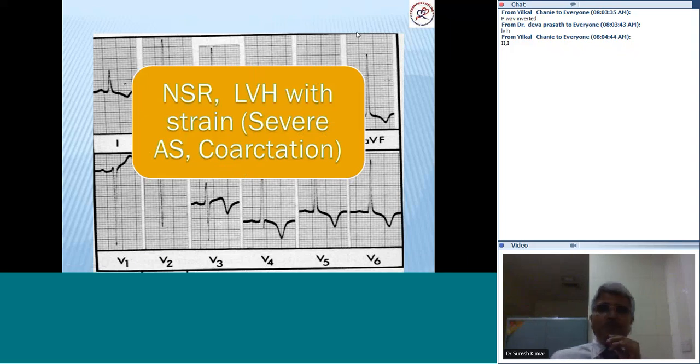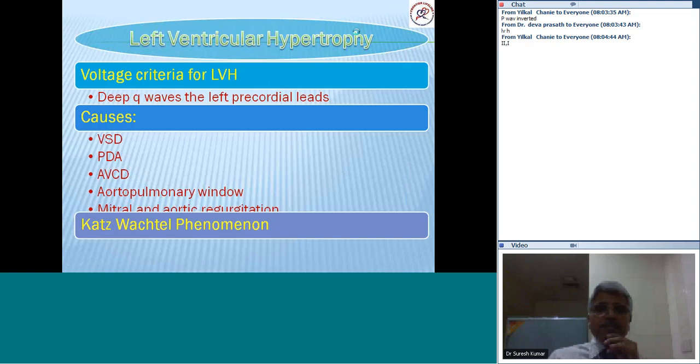So at this point, let's just look back at the criteria for LVH. You know what the voltage criteria are. The R wave height in V5 or V6 exceeding 25 millimeter. The R wave height in aVL exceeding 13 or 15 millimeter. The R in V5, V6 plus S in V1, V2 exceeding 35 millimeter. These are some of the voltage criteria for left ventricular hypertrophy.